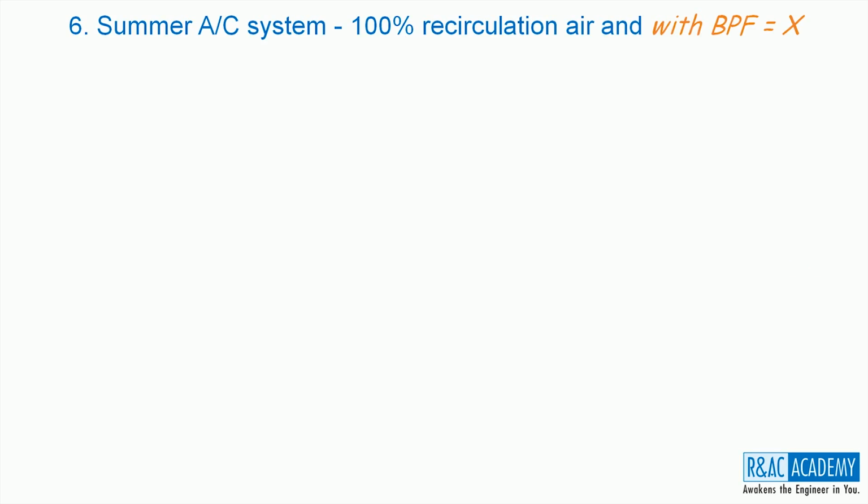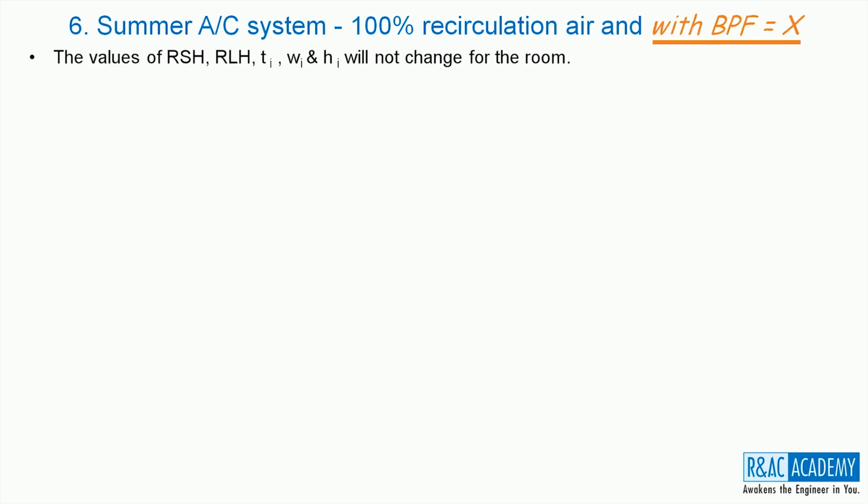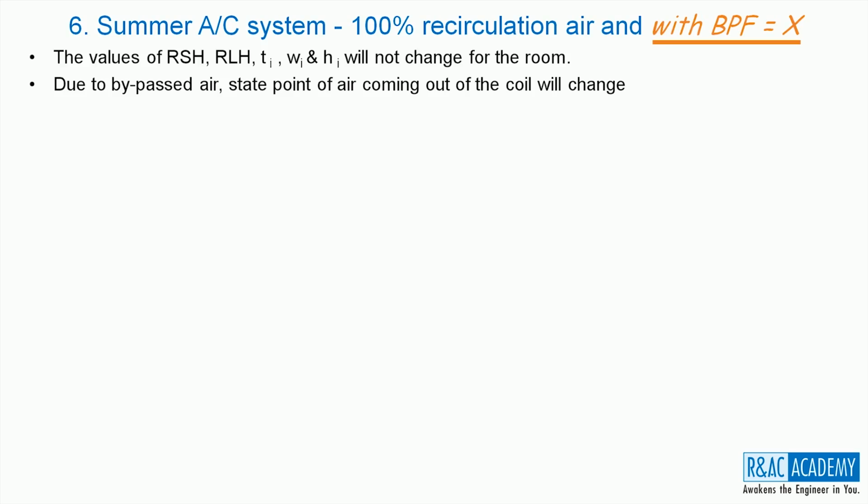Let us now look at case number 2, that is summer air conditioning system with 100% recirculation air but with a bypass factor of X. In this case also, the RSH, RLH, TI, WI and HI will remain the same as the previous case, but the state of the air at the coil exit will change because of the bypassed air. Let us look at that.